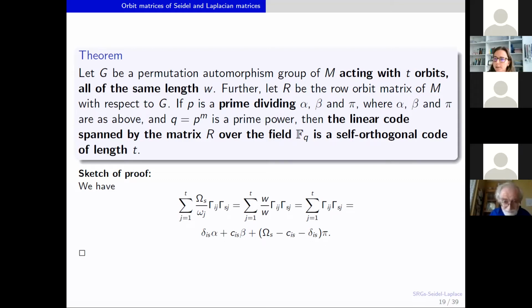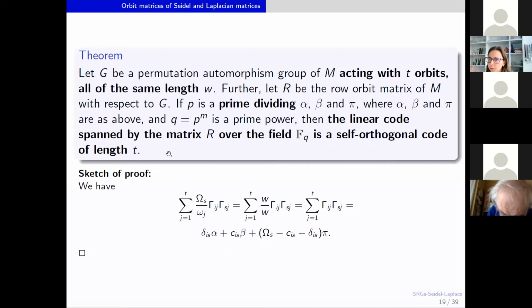So how can you construct it? If you take G to be a permutation automorphism group of the Seidel, Laplacian, or signless Laplacian matrix hidden behind M, which is acting with T orbits, all of the same length, which we can denote by W, and if you take R to be the row orbit matrix of M with respect to G, and if P is a prime dividing alpha, beta, and pi, where alpha, beta, and pi are defined as above, then the linear code spanned by this orbit matrix over the finite field FQ will give you a self-orthogonal code of length T.